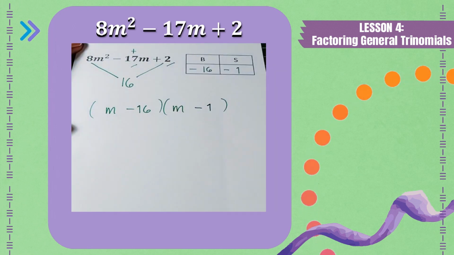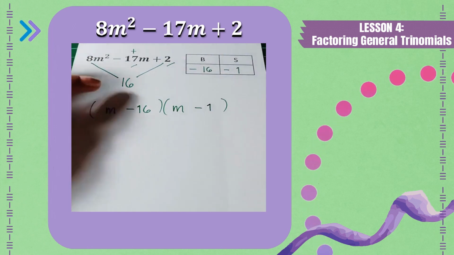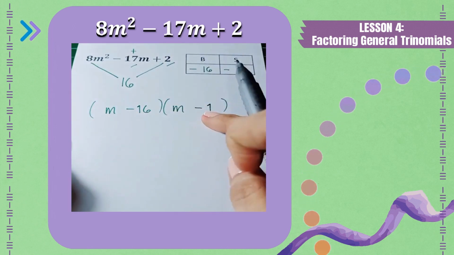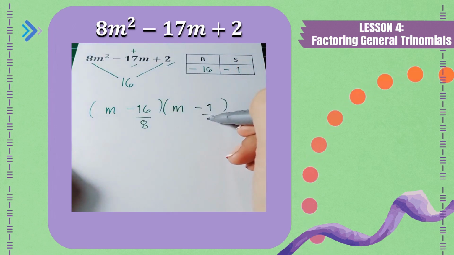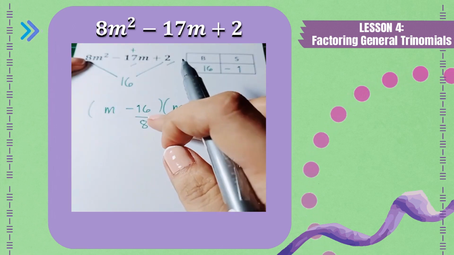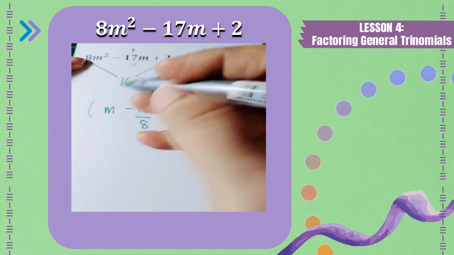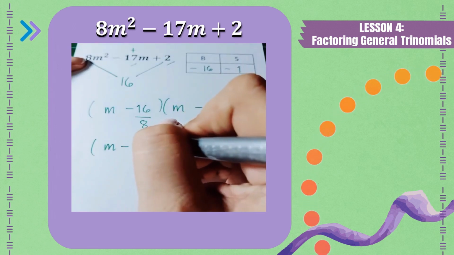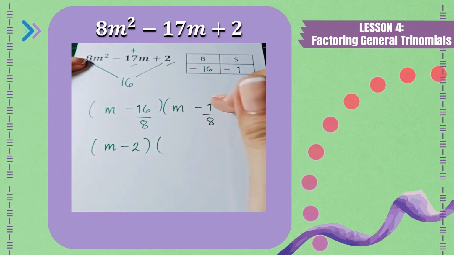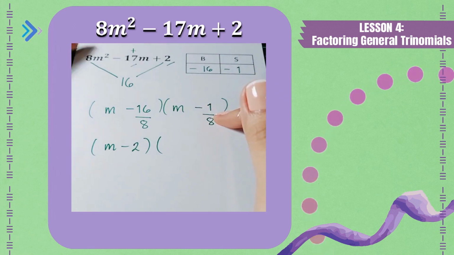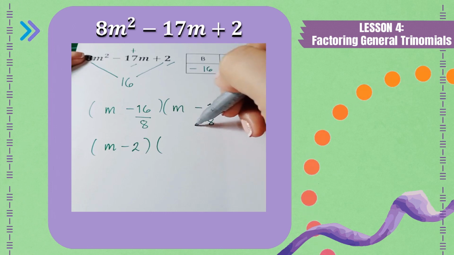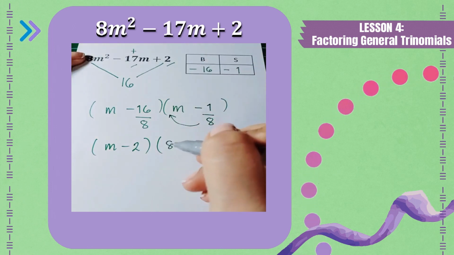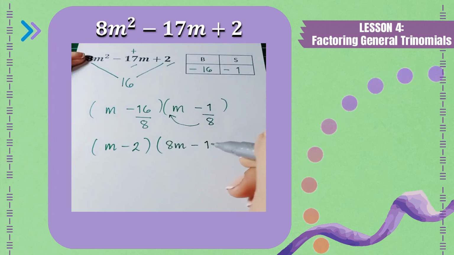So, hindi pa tayo tapos. We need 8 as divisor of these two numbers. So, 16 divided by 8, then 1 divided by 8. 16 divided by 8, the answer is 2. Therefore, m minus 2. Then, 1 divided by 8, hindi pwede. So, si 8 na divisor natin or denominator natin, lalagay natin sa unahan, magiging 8m minus 1.